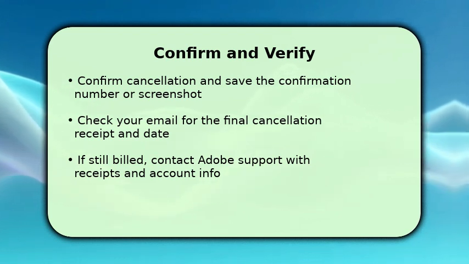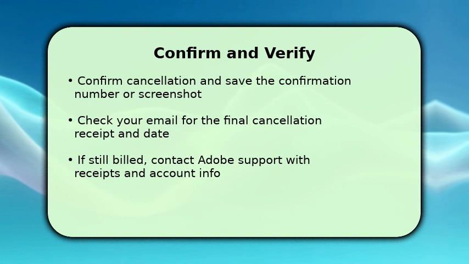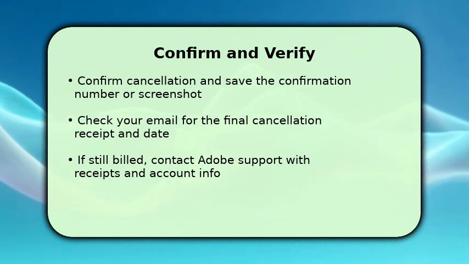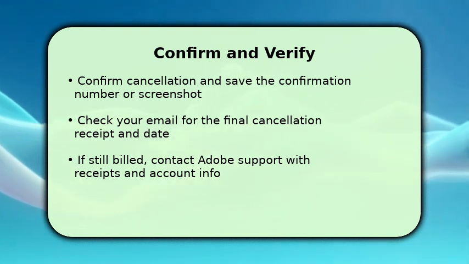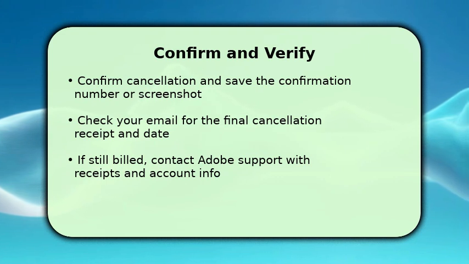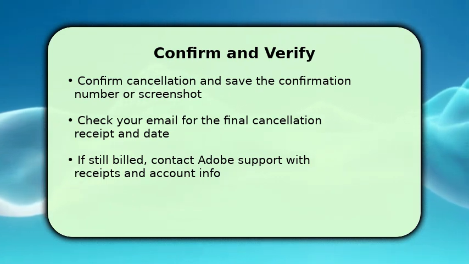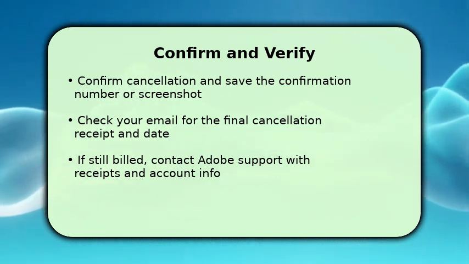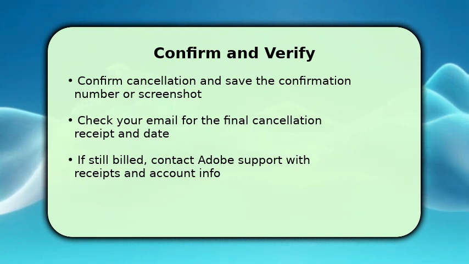Then check your email for a final receipt and the exact date access ends, and verify the payment method isn't still set to auto-renew. If you used an app store, open the store subscription settings and cancel there too. Make sure the store shows canceled. If billing persists, contact Adobe support with screenshots and transaction ID to resolve it.